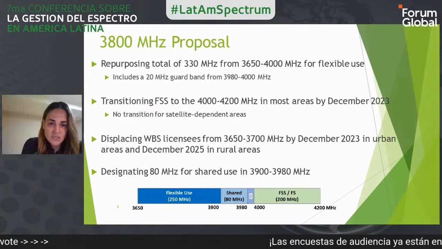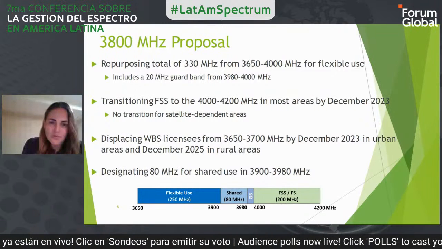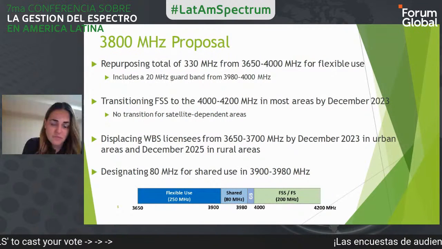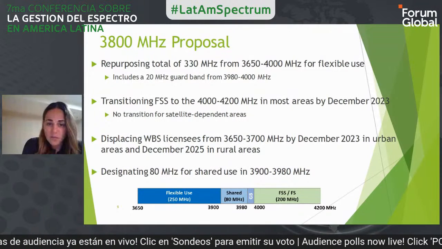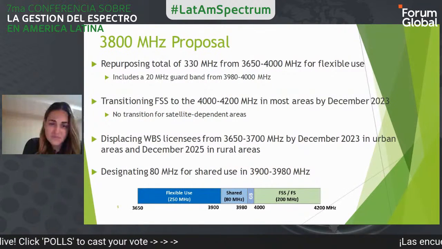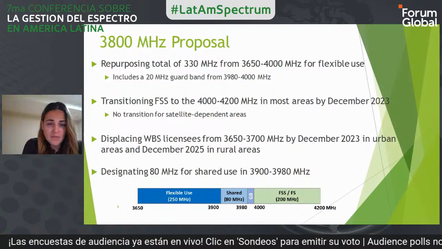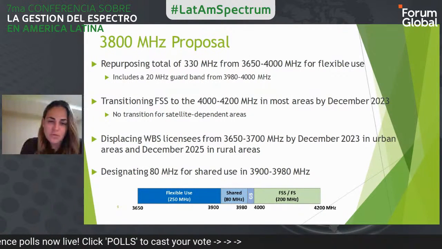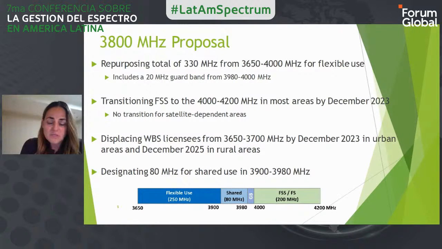Okay, so in terms of our consultation, this slide summarizes what we've proposed in it. Basically to repurpose 330 megahertz from 3650 to 4000 for flexible use, fixed and mobile. And that includes a 20 megahertz guard band from 3980 to 4000. We also propose to transition the FSS from the lower part up to 4000 to 4200 by December 2023. And then we would also propose to displace the WBS from 3650 to 3700 up. And that would be done in 2023 for urban as well as 2025 for rural. We would also propose to designate 80 megahertz from 3900 to 3980 for shared use. So you can see the figure on the bottom of the slide gives you the proposed new band plan. Next slide, please.